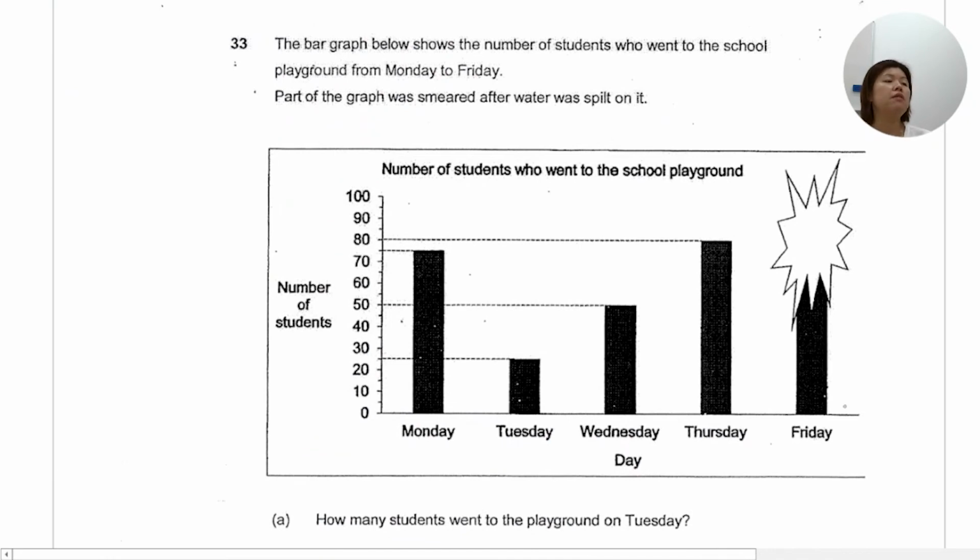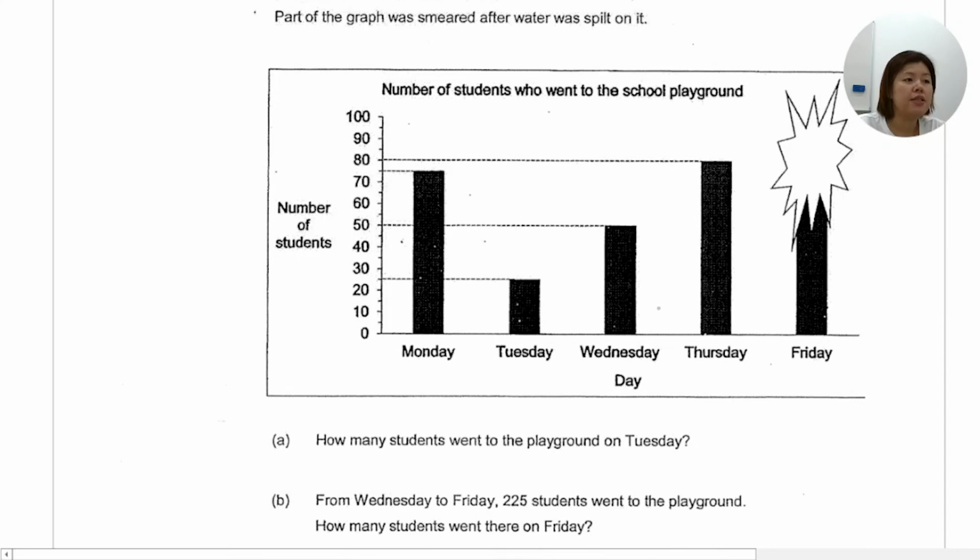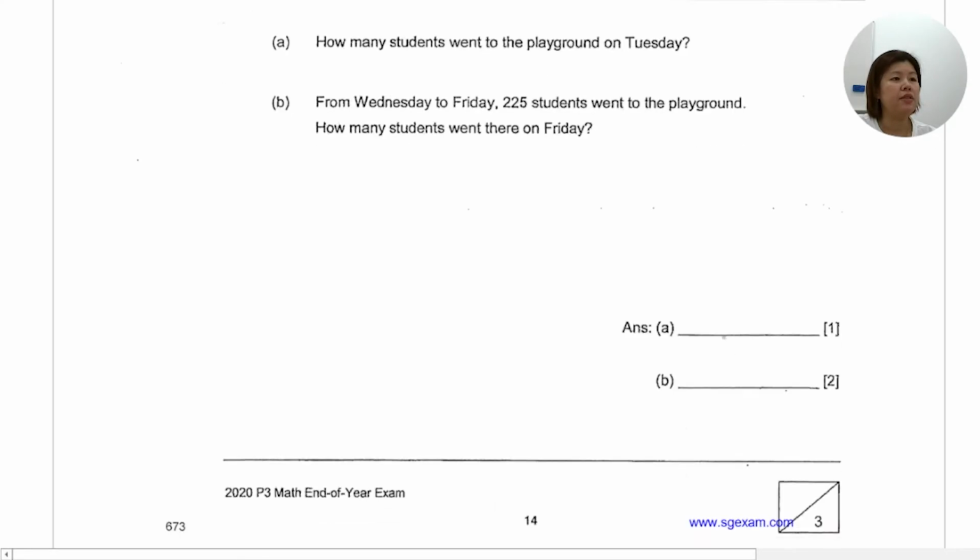Okay, graph now. The bar graph here shows the number of students who went to the school playground from Monday to Friday. But Friday was smeared. So I cannot see it from the graph. So let's look at the question here. He's asking how many students went on Tuesday. Okay, so Tuesday is here. So it's 20, 25, 30. My A is done, it is 25.